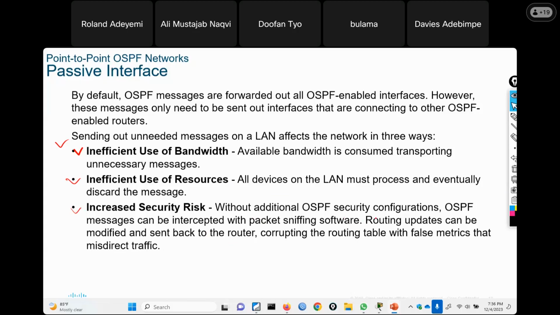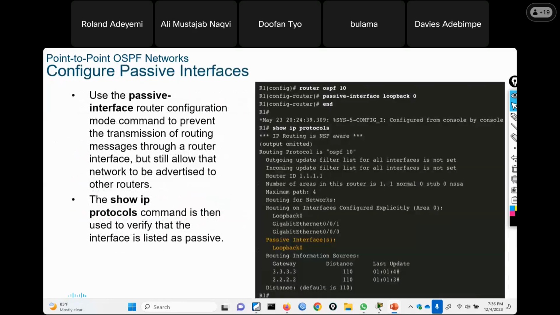Without additional OSPF security configuration, OSPF messages can be intercepted with packet sniffing software like Wireshark. Routing updates can be modified and sent back to the router, corrupting the routing table with false metrics that misdirect the traffic. For this reason, make sure you make all the LAN interfaces passive. How do you do that? I'll show you.